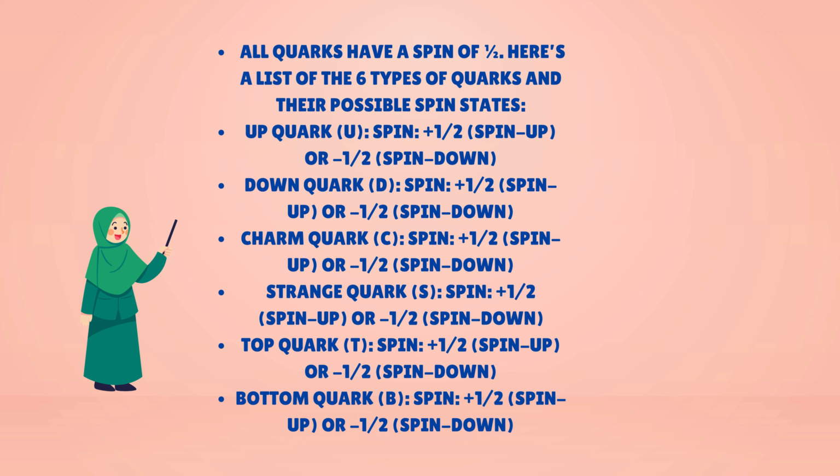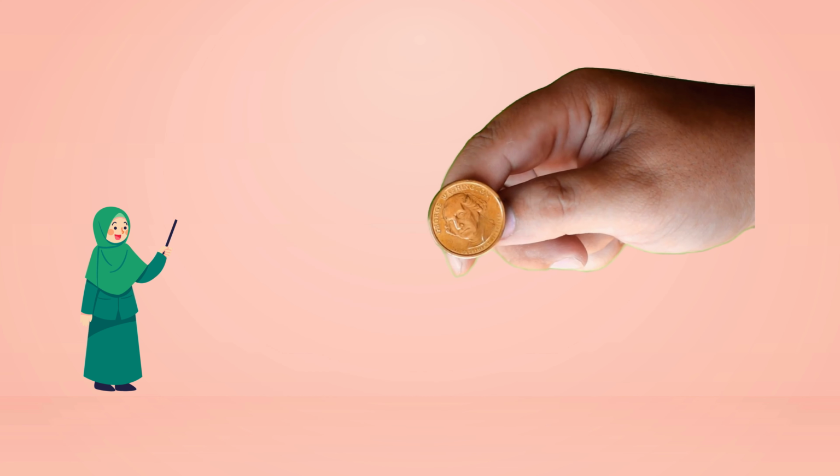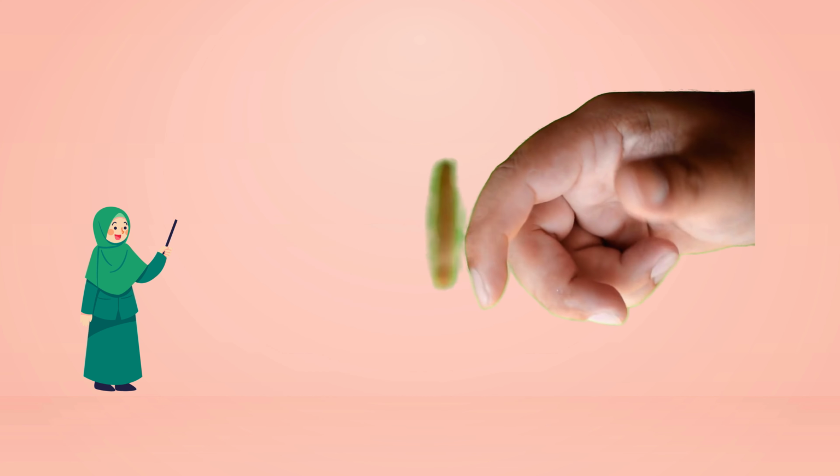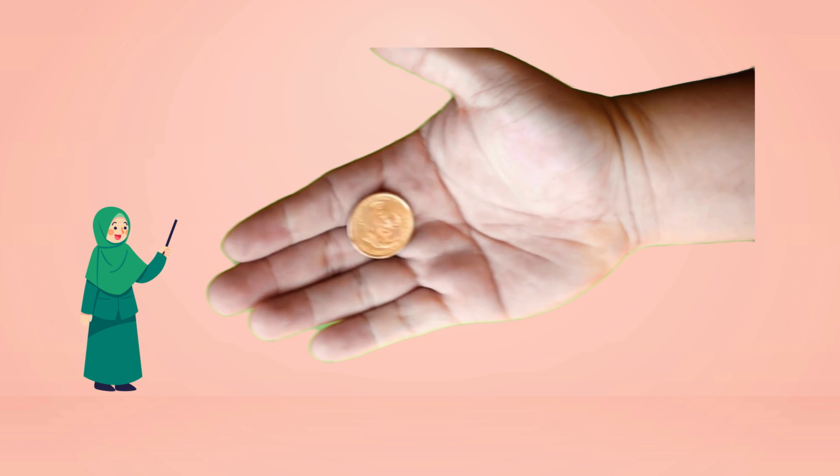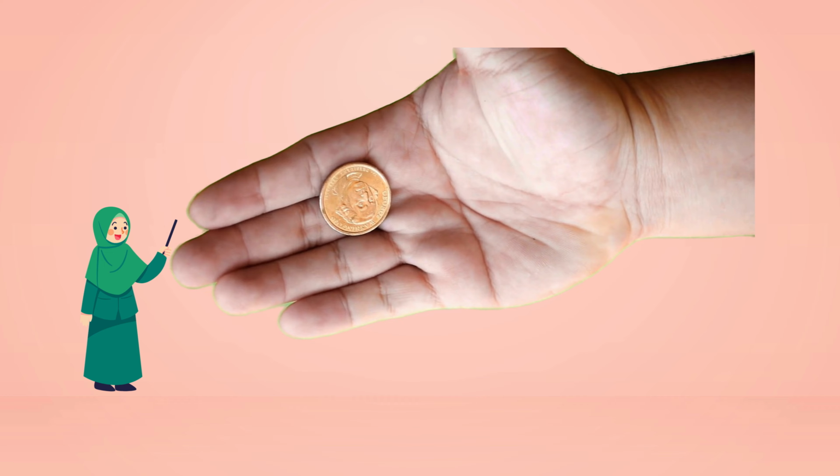This is known as quantum superposition. It's like flipping a coin. While it's spinning, it's in both heads and tails, but once it lands, it's definitely one or the other.